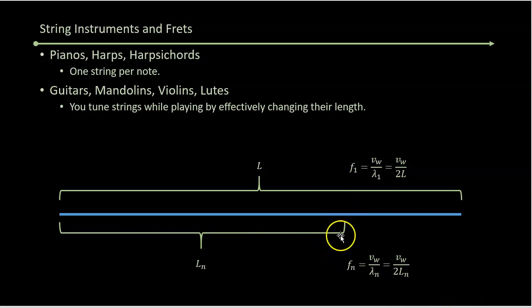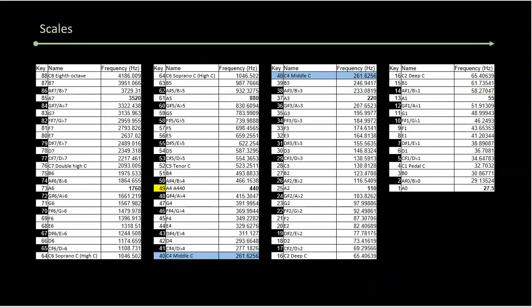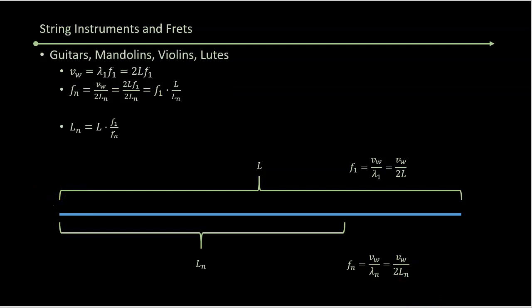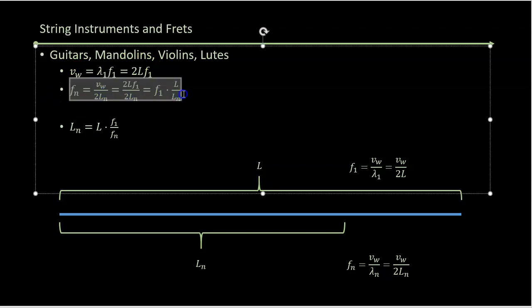And so you want to figure out, okay, I've got, I don't know, a G here and I want this to be an A. You go back to your chart on frequencies and you figure out what frequency you're after, and then what length do I need for this to be down here? So let's take a look at that. First, the wave velocity is lambda 1 F1, which is 2L F1, right? And so we can write Fn as F1 times L over Ln.